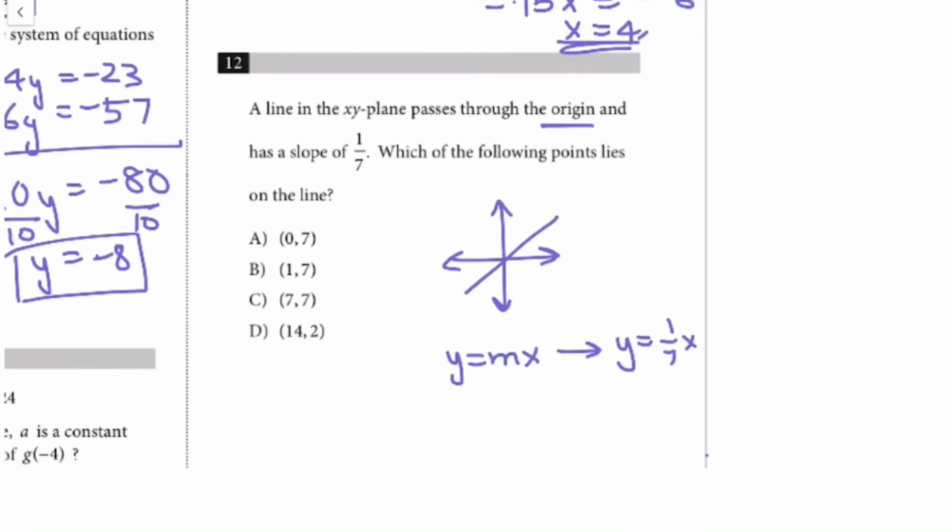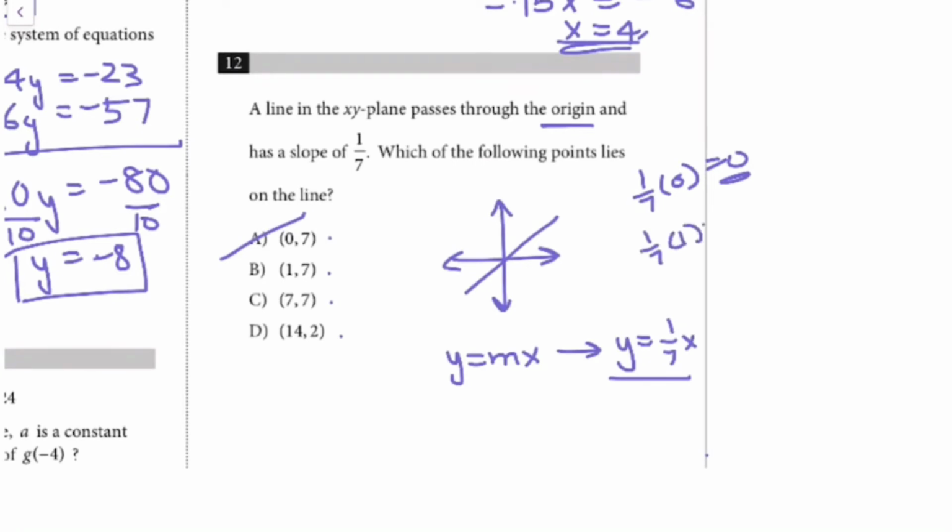So what I'm going to do now is plug in each of these points into my equation to see whether they are on the line. So if I plug in 0 for x, 1 over 7 times 0 is 0. So my y should end up being 0. And that is not the case for a. So a is wrong.